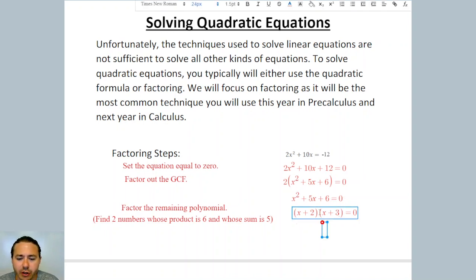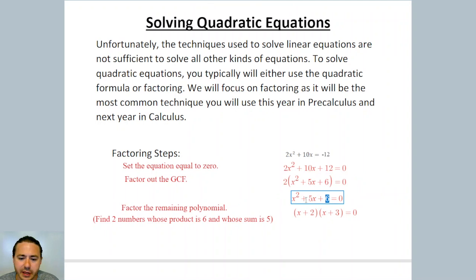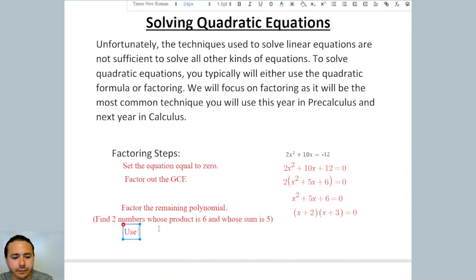This should be pretty quick, okay? Now if these numbers are big and have a lot of factors, it might take a little bit more time to figure out what the combination is, especially when you start throwing in negatives. But the more you do it, the better you'll get, and the more natural it'll come. Now, once we get it factored like this, we are going to use the zero product property.